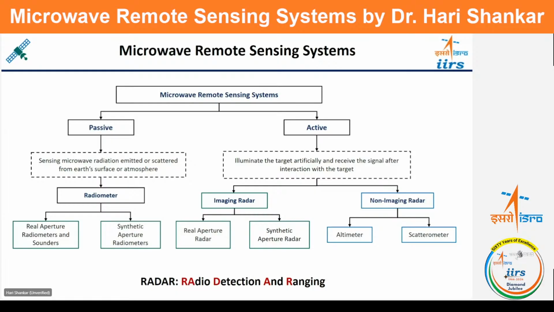Okay, so these are the imaging radars, RAR and the SAR. And the non-imaging categories are the altimeters and the scatterometers. So scatterometer data is also very useful. People are using it for ocean applications. Suppose sea surface height, sea salinity, or sea roughness, all those things we can very easily investigate with the help of the scatterometer data sets.